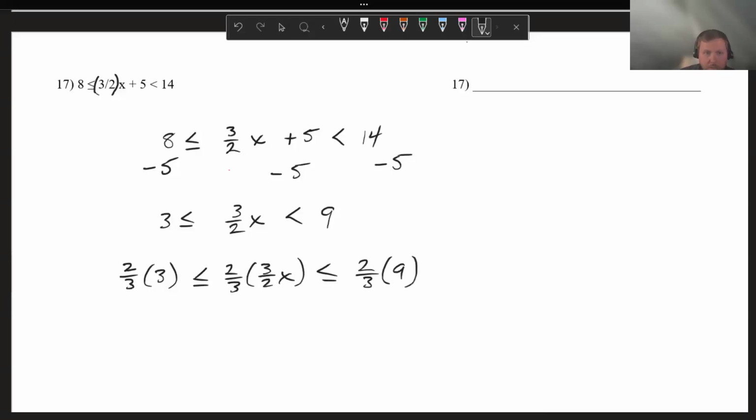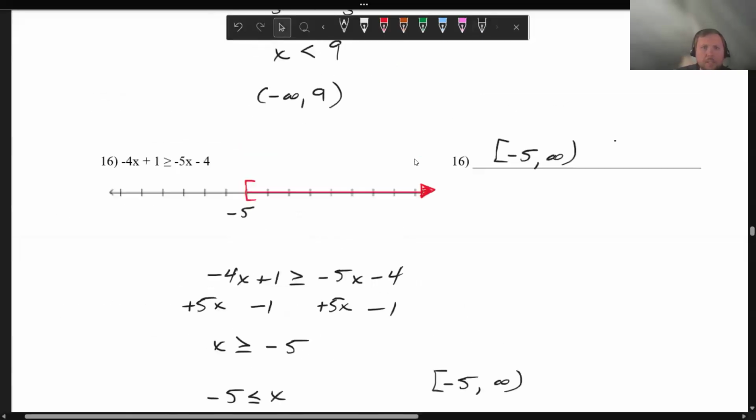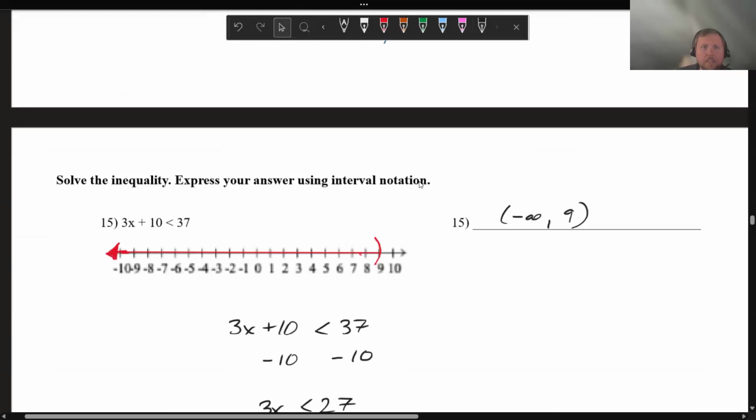So I end up with 2 is less than or equal to x is less than or equal, oh, I'm sorry. That should just be a less than. So it's less than 6. And then just let me double check here. Okay.